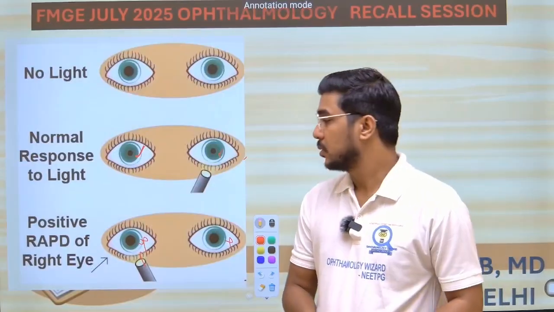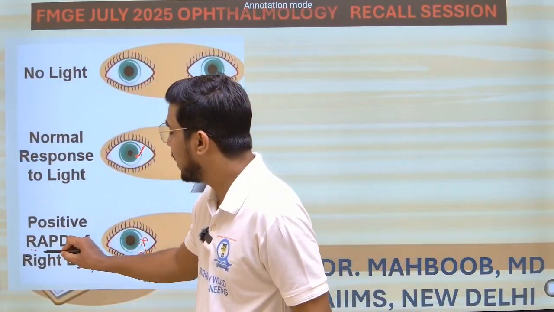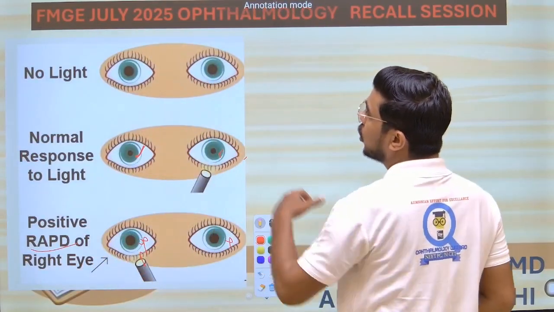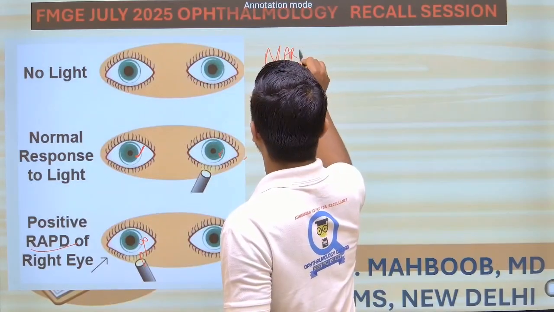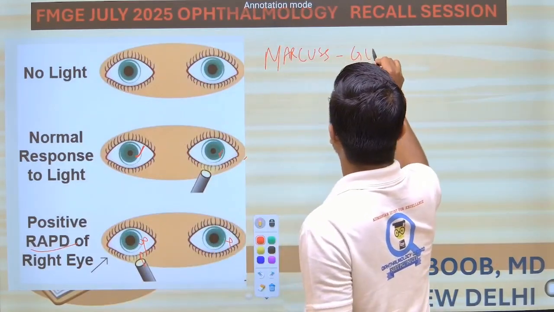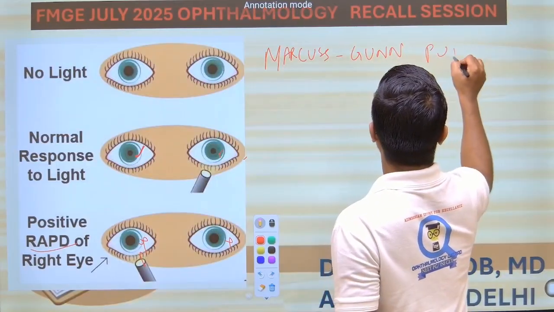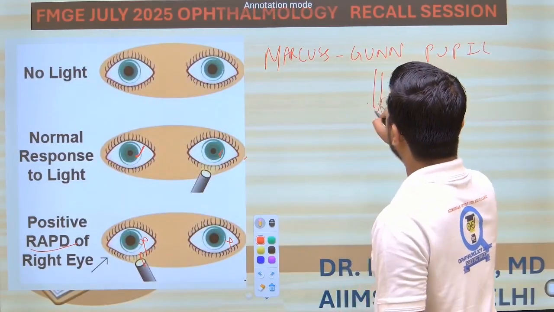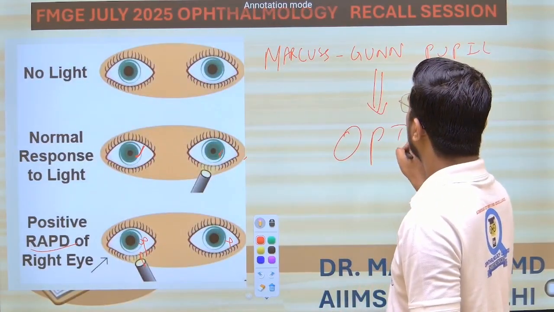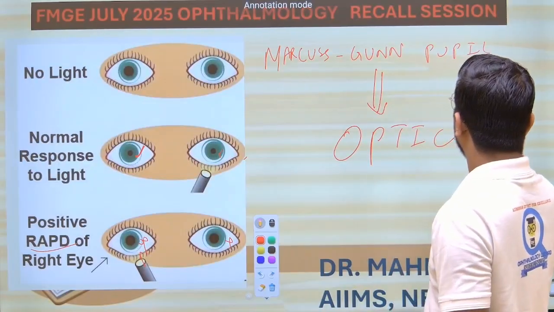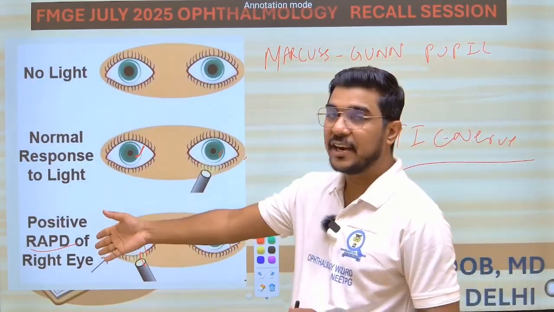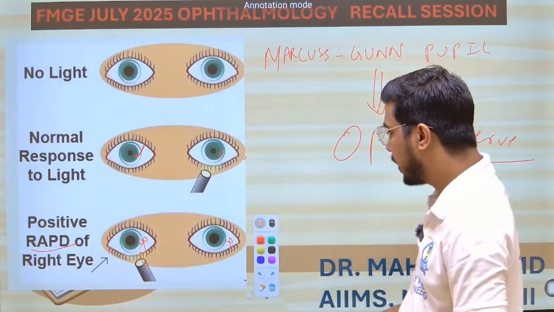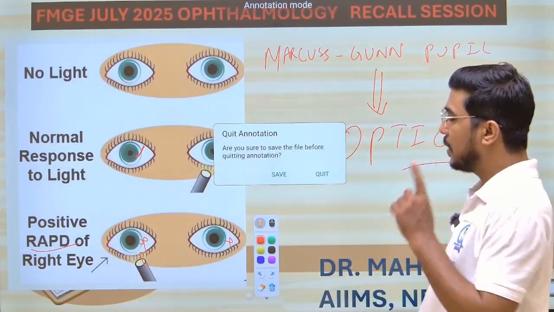So it is a positive RAPD, and what is this type of pupil called? Right-sided. This is called Marcus Gunn pupil. And where is the lesion here? The lesion is in the optic nerve. In this case, right-sided optic nerve damage is there. Got my point? This is Marcus Gunn pupil.